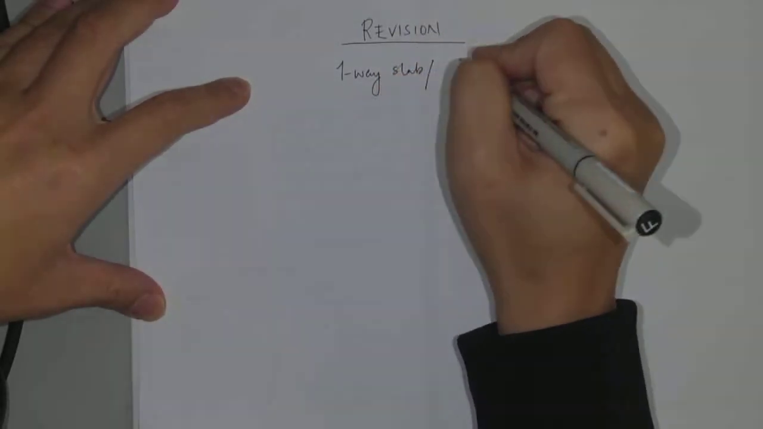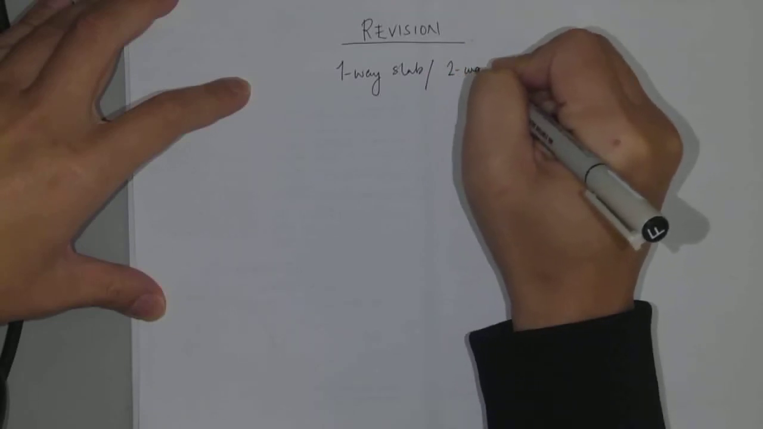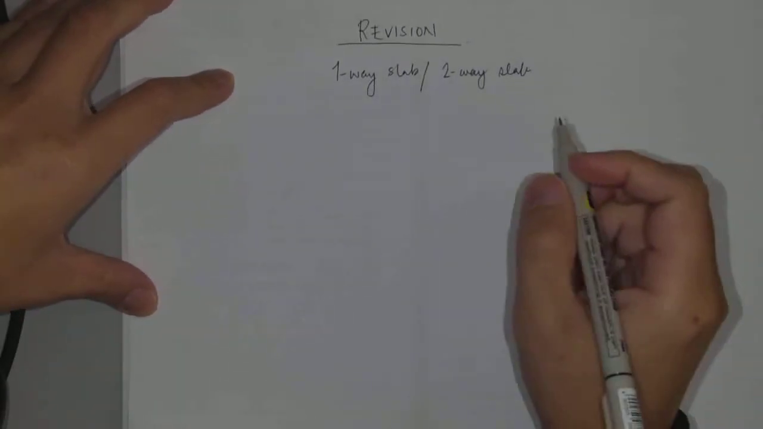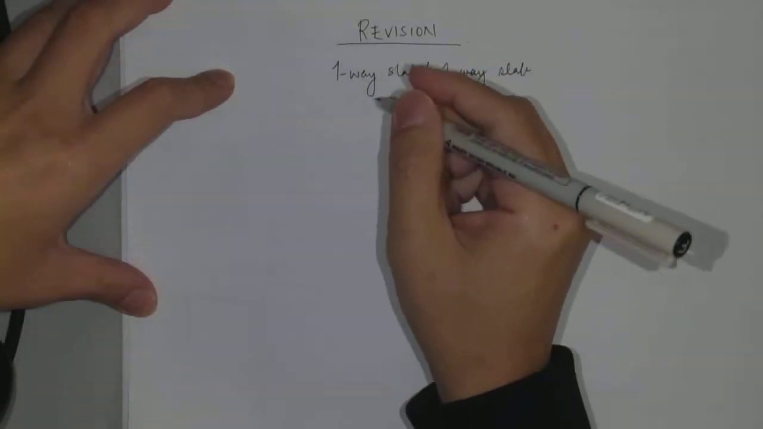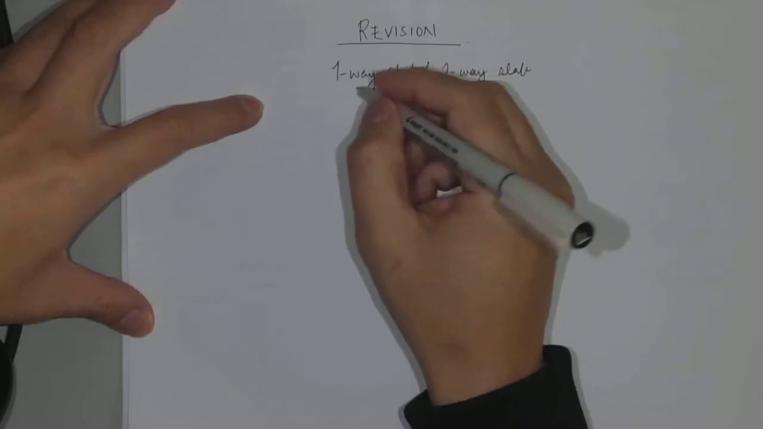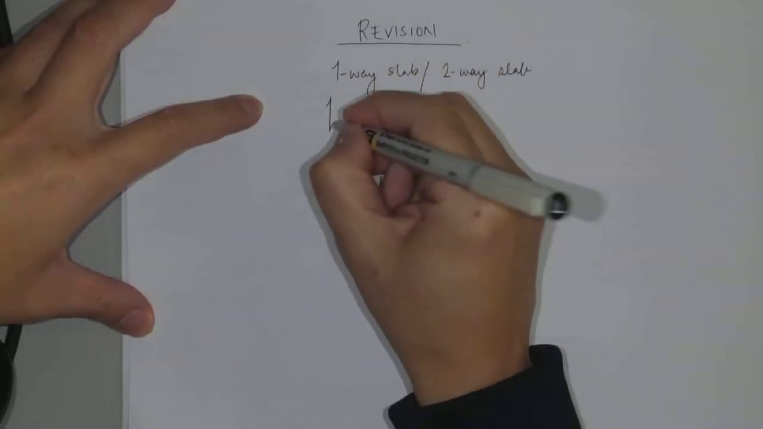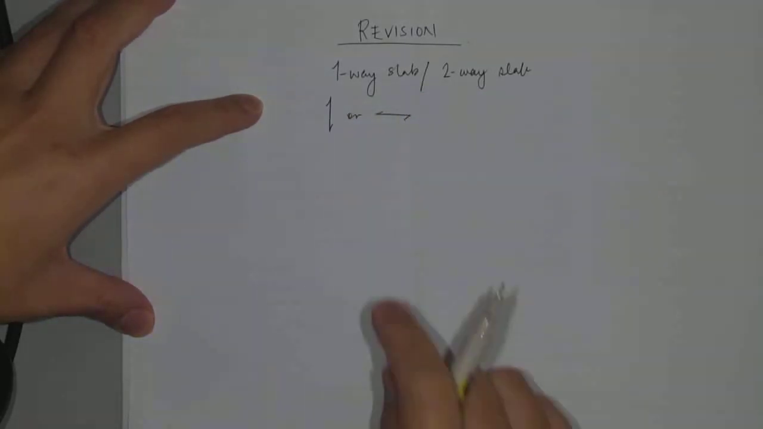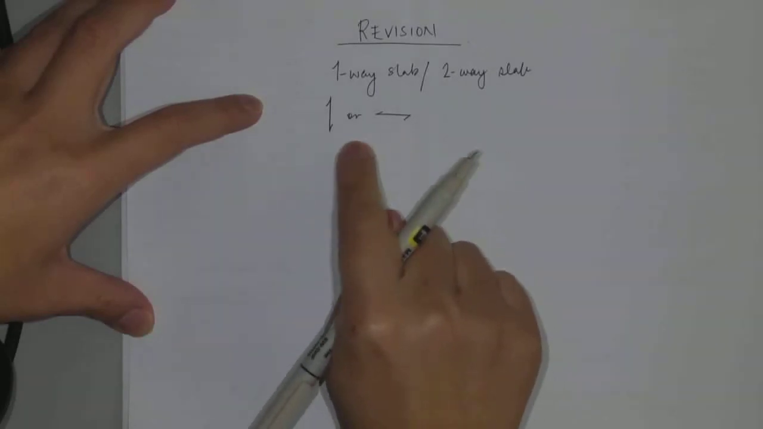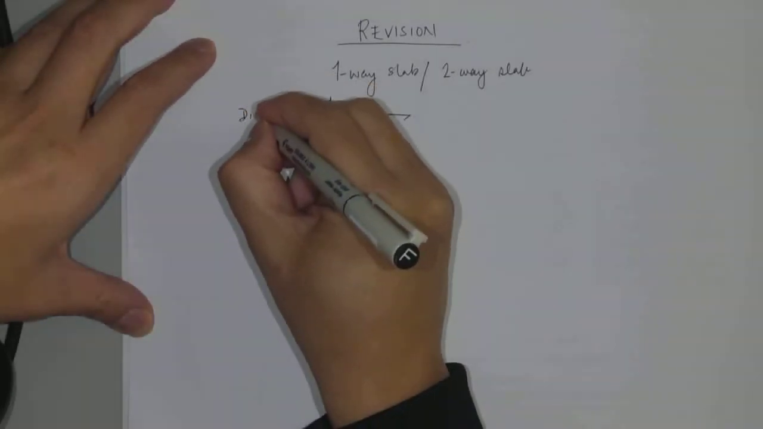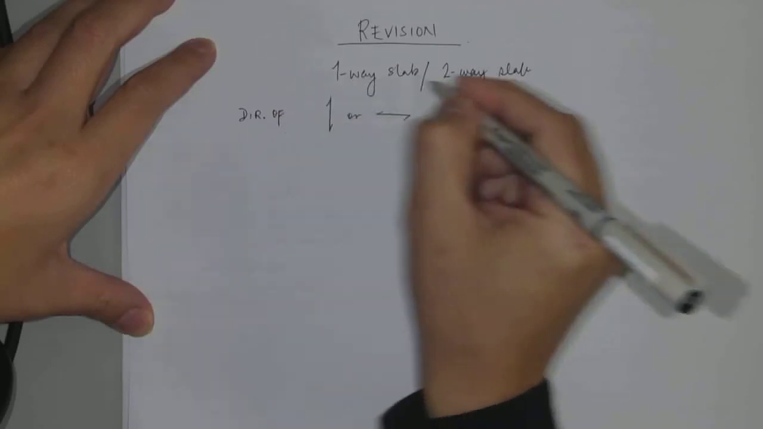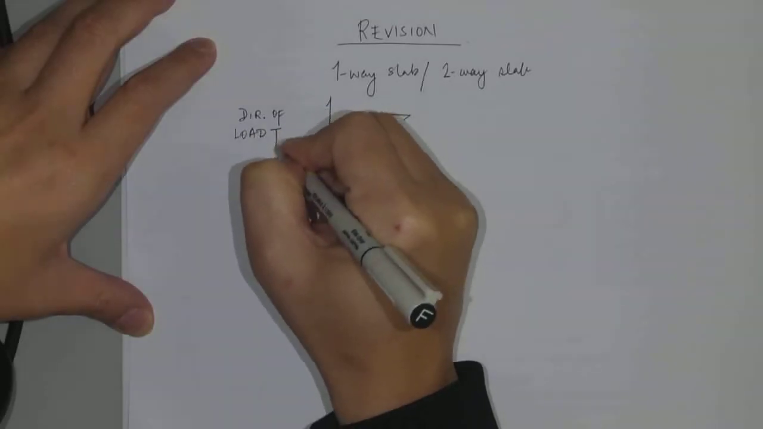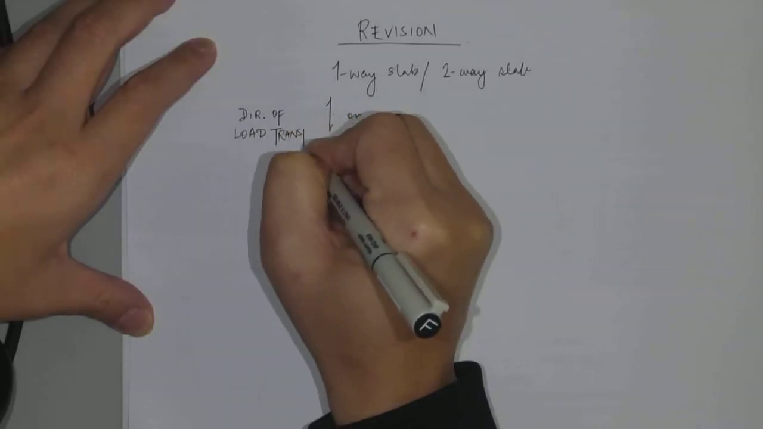One-way slab, two-way slab. Usually on a construction drawing, to indicate a one-way slab, you use a symbol like this or like that, which actually indicates the direction of load transfer.